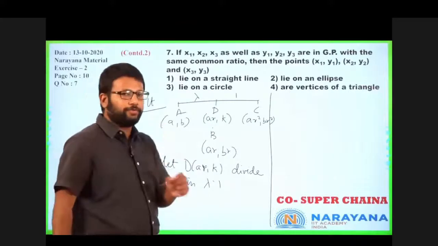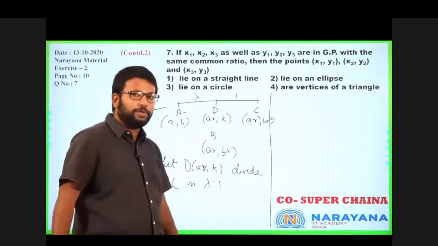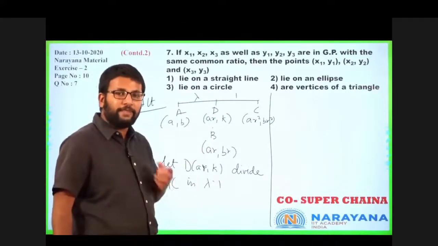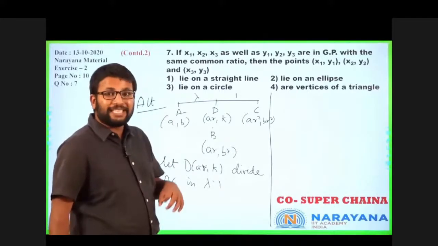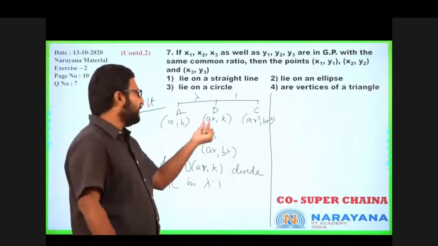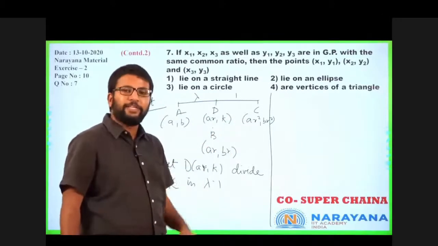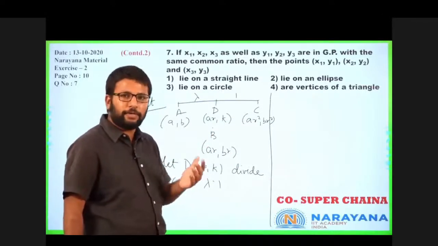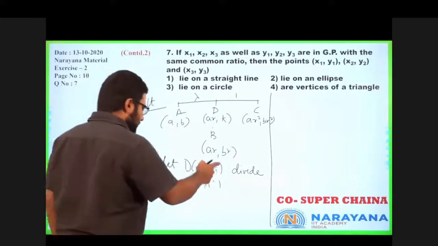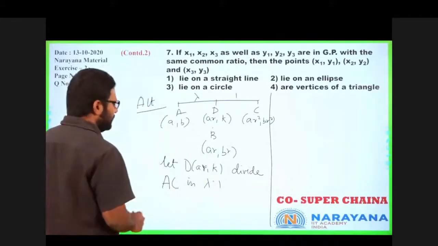Now you see, we have two unknowns. We have lambda as an unknown, we have K as an unknown. To figure out the value of lambda and K, we need two equations. But section formula gives us two equations. One equation would be in terms of x coordinate, one equation would be in terms of y coordinate. Which means using the two equations we can figure out the value of lambda and K. So let D divide AC in the ratio lambda is to 1.